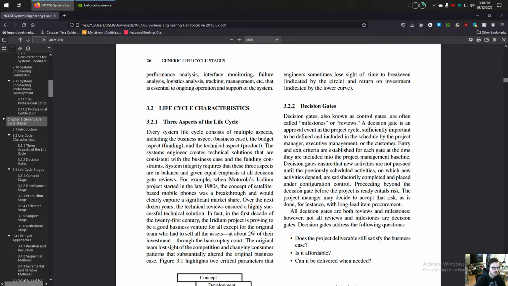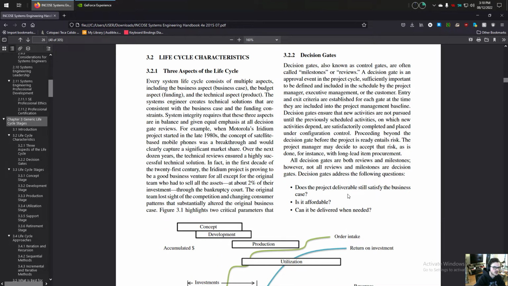Proceeding beyond the decision gate before the project is ready entails risk. The project manager may decide to accept that risk, as is done, for instance, with long lead item procurement. All decision gates are both reviews and milestones. However, not all reviews and milestones are decision gates. Decision gates address the following questions. Does the project deliverable still satisfy the business case? Is it affordable? Can it be delivered when needed?